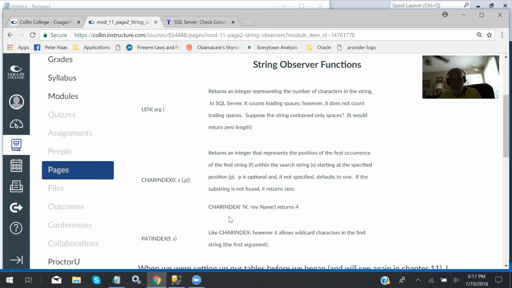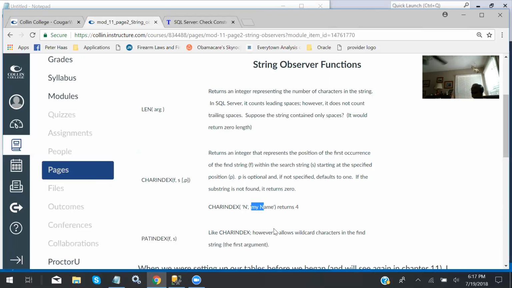For example, find N, capital N, within the string my name. What should that return? It'll return its position. It starts counting at 1, an important point. 1, 2, 3. Oh, there it is, 4. I found it at position 4.